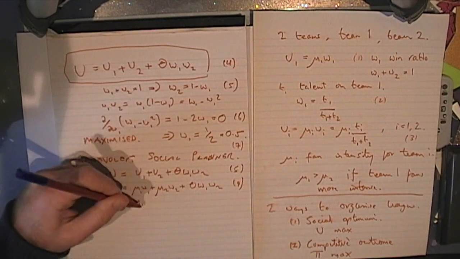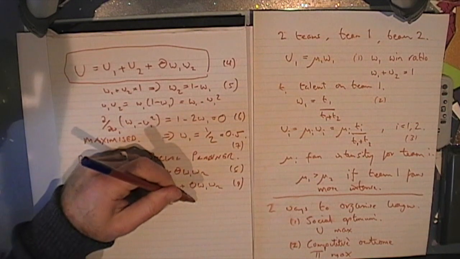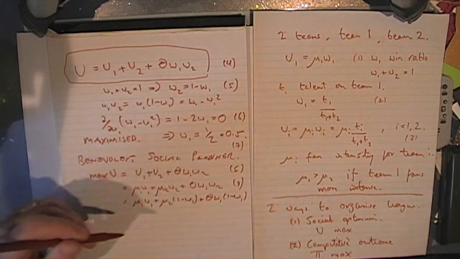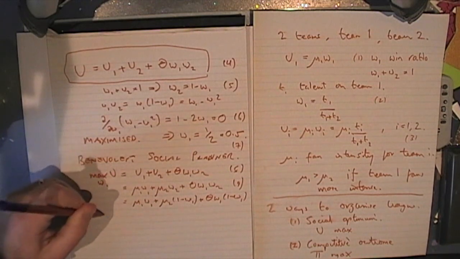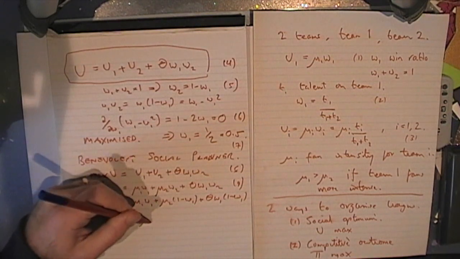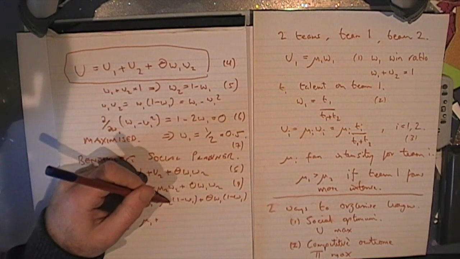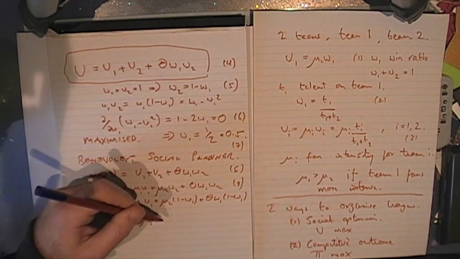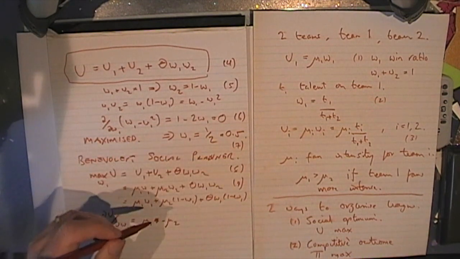So we're going to write mu1 W1 plus mu2 times (1 minus W1), because that's what W2 is, plus theta W1 times (1 minus W1). We're going to maximize this with respect to W1 and set that equal to 0. So we're going to get mu1, as W1 goes. Then mu2 will go, leaving us with just minus mu2.